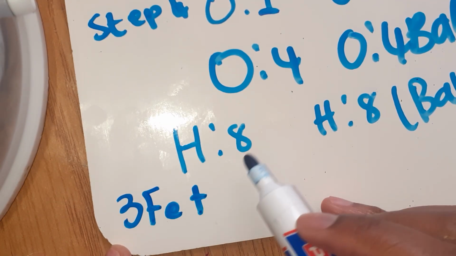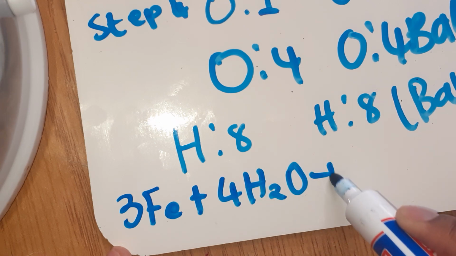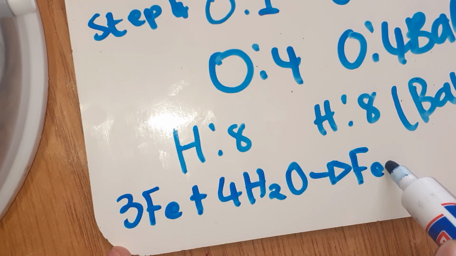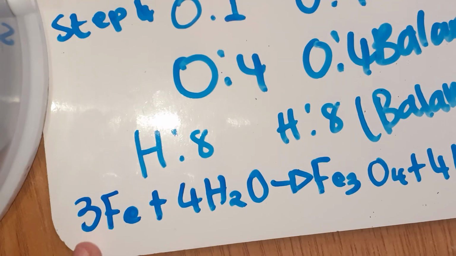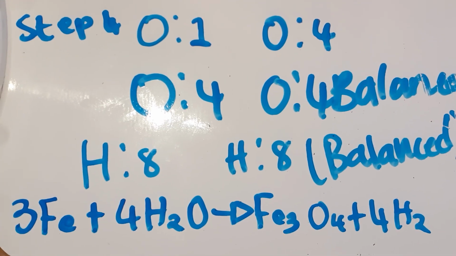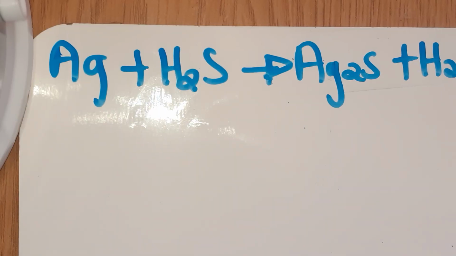So in this case, our balanced equation will be 3Fe plus 4H2O into Fe3O4 plus 4H2. This is our balanced equation.